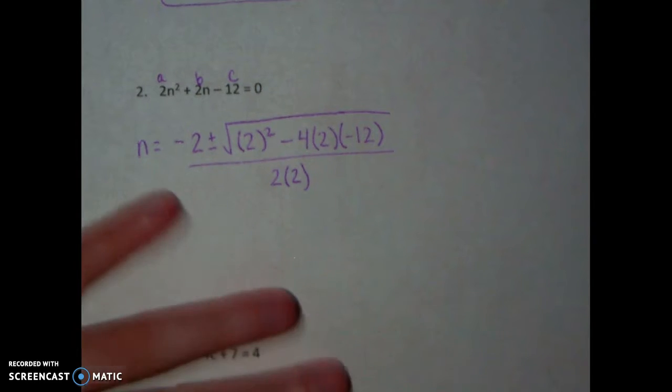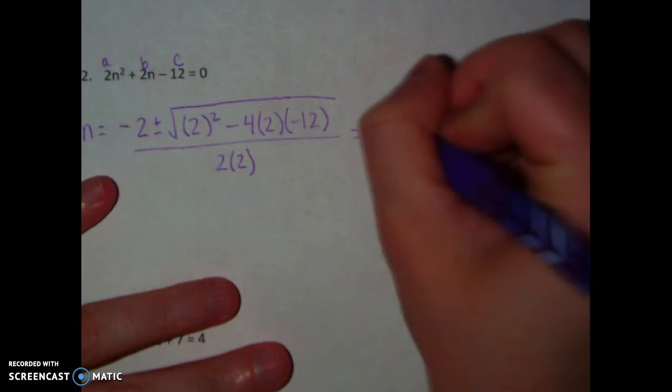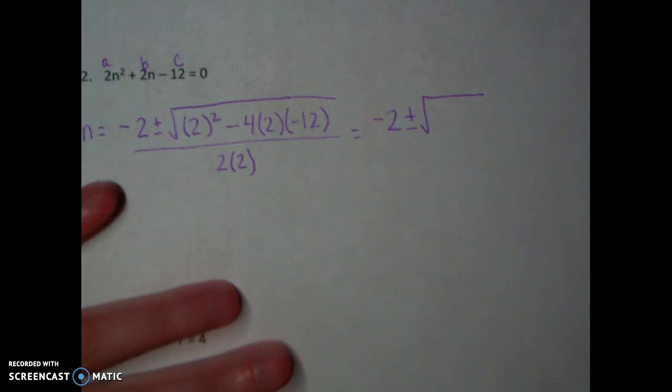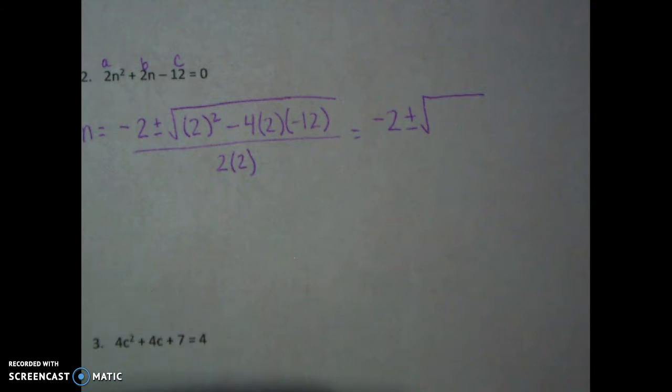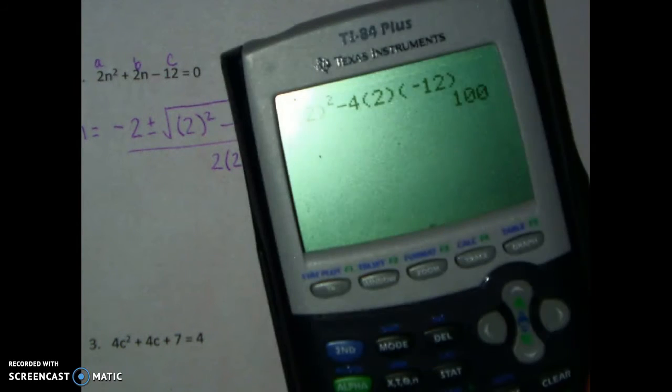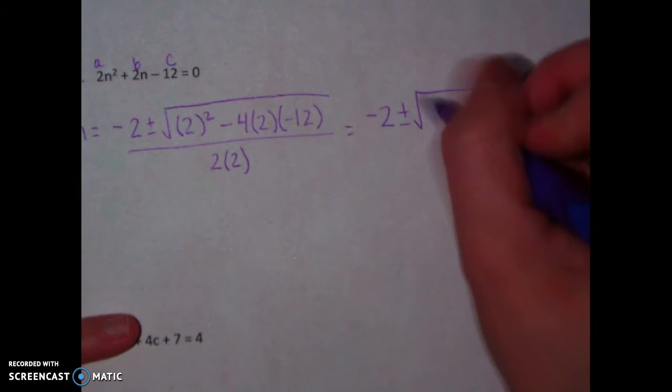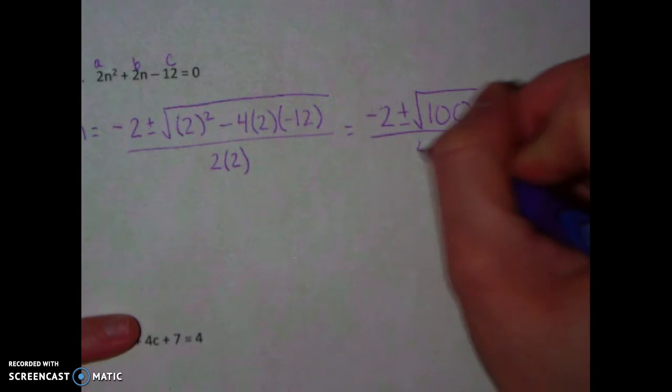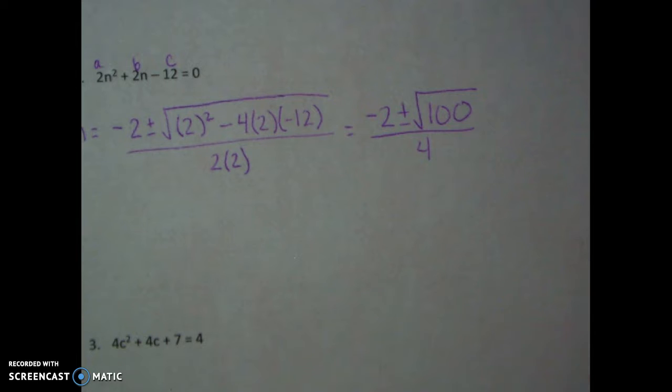Now let's simplify it a little bit. In your calculator, 2 squared minus 4 times 2 times negative 12. And that gets me 100. 2 times 2 is 4. Hopefully you know that the square root of 100 is 10. So now I split it into two problems.